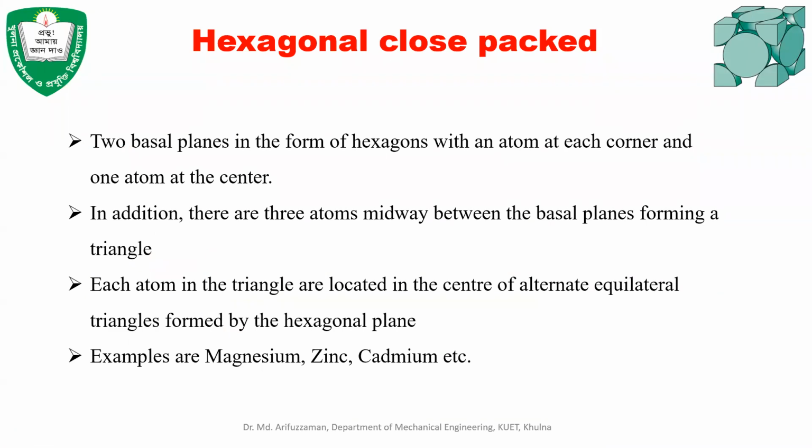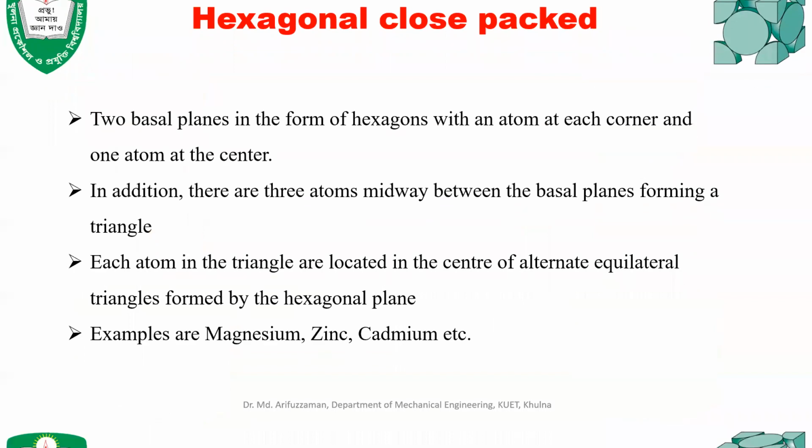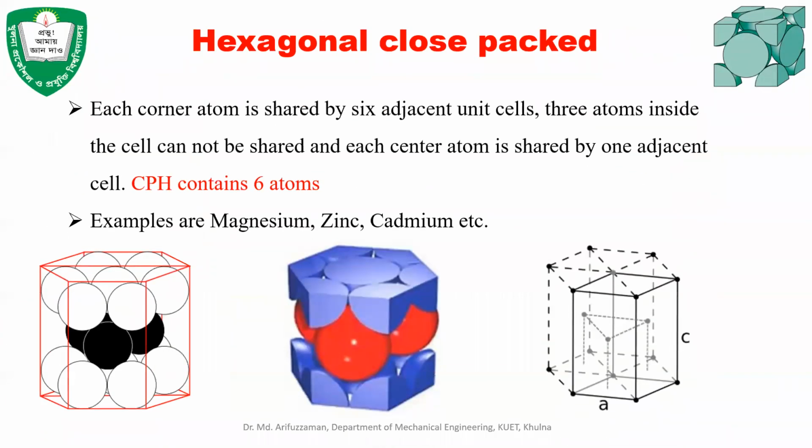Hexagonal close-packed actually has 2 basal planes in the form of a hexagon with an atom at each corner and 1 atom at the center. Actually, we need to see the images here. There are 7 atoms at the top and 7 atoms at the bottom, and there will be 3 atoms in another plane at the midpoint. These 3 will be whole atoms, and each corner atom will be shared by the 6 adjacent unit cells.